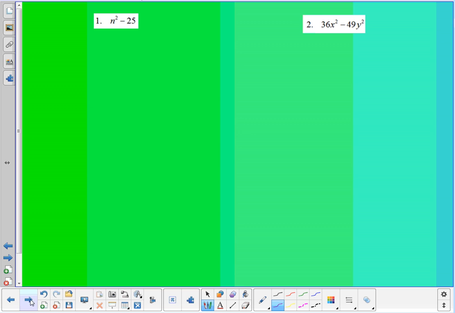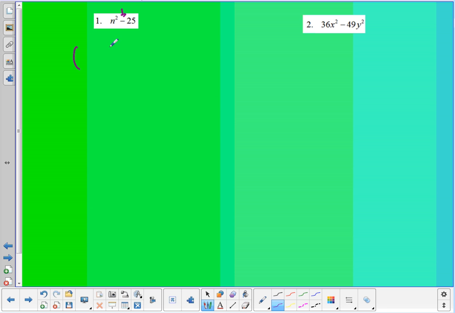We'll take a minute to write those steps down and then we'll get going on some examples. When I take a look at number 1, I have n squared minus 25. N squared is a perfect square. It's a variable multiplied by itself, no other coefficient out front. So a variable multiplied by itself is a perfect square. 25 is a perfect square, we all know that. And there's subtraction in the middle. That's an important thing. It has to be subtracted in the middle.